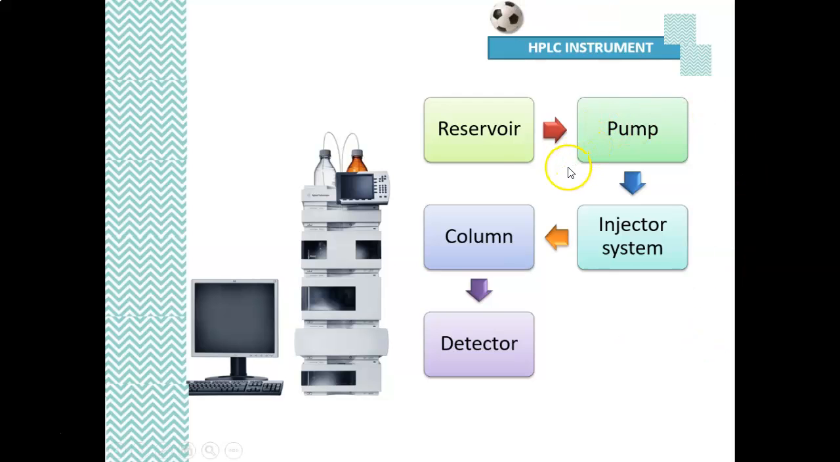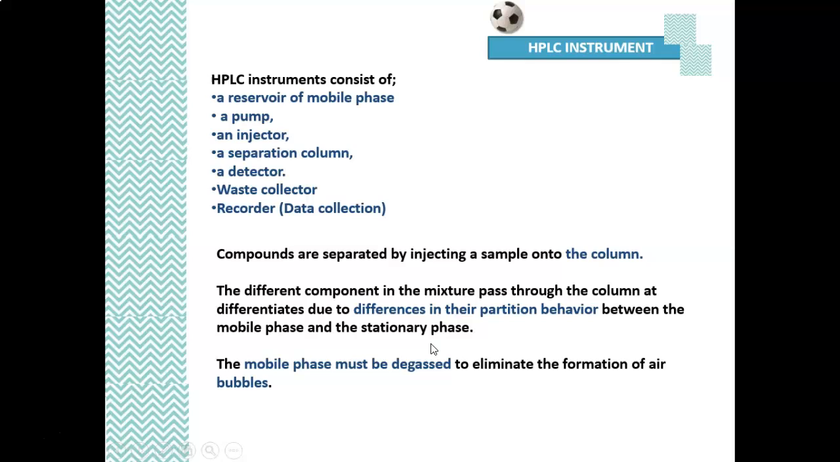Okay, we see the principle first, reservoir. Then it undergoes to the pump section, and the pump section will pump the sample into the injector system, and the injector system will push the sample into the column, and you will get the result which appears on the detector. Okay, this is the flow of the HPLC instrumentation. Make sure you can remember the flow correctly. 1, 2, 3, 4, 5 steps.